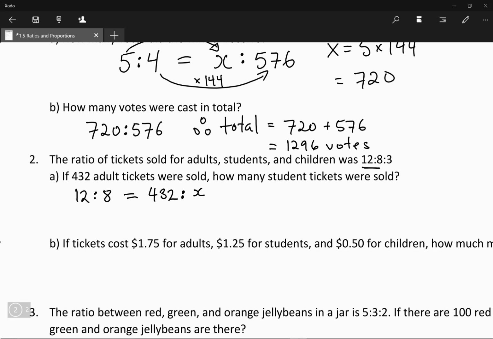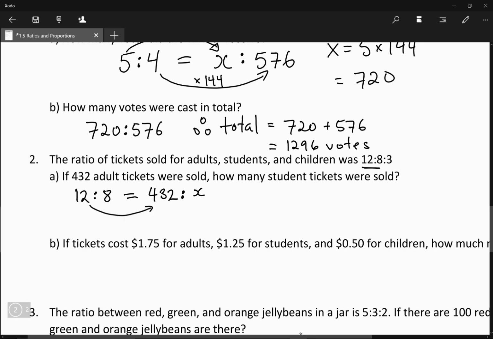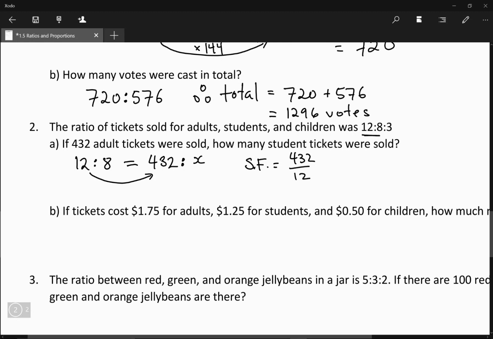Okay, so to find this scale factor, I have to know what number I multiply by 12 to get to 432. So the scale factor, I'm going to write some other notation. SF is equal to 432 divided by 12. Okay, and once you know that scale factor, you can multiply it with the 8 to get X. So X is equal to 432 divided by 12 times 8. And that number is going to be 288 tickets.